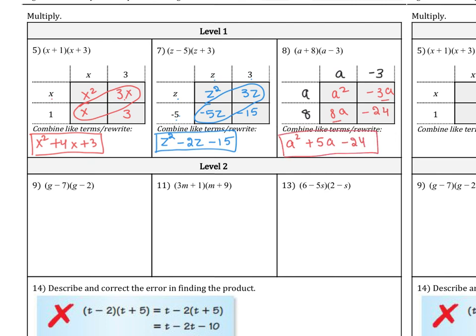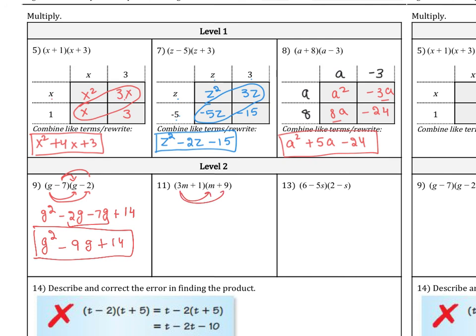For level 2, I'm going to use the FOIL method. So g times g is g squared. g times negative 2 is negative 2g. Negative 7 times g is negative 7g, and negative 7 times negative 2 is positive 14. So g squared minus 9g plus 14 is your answer.